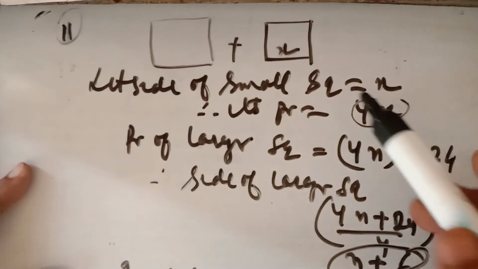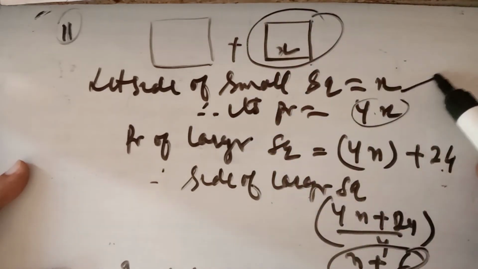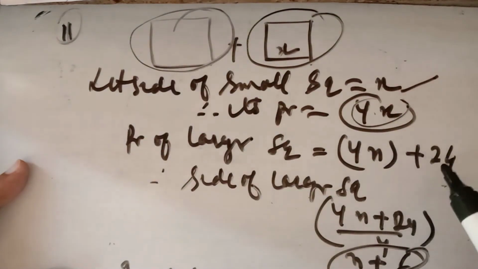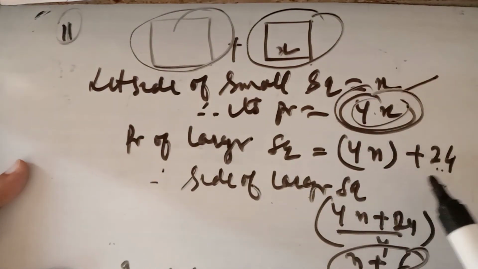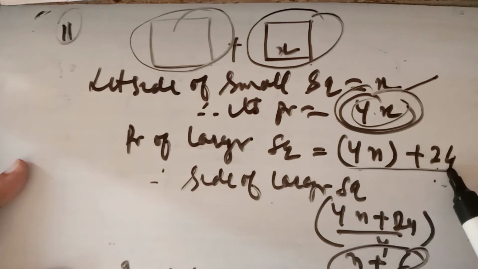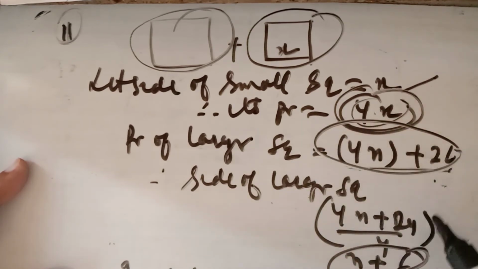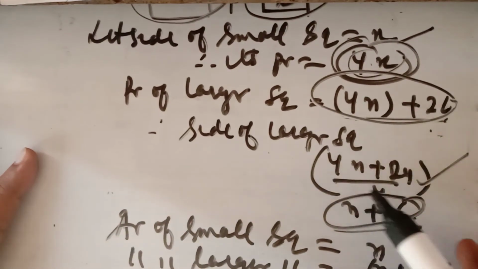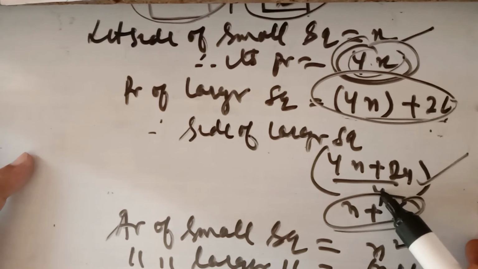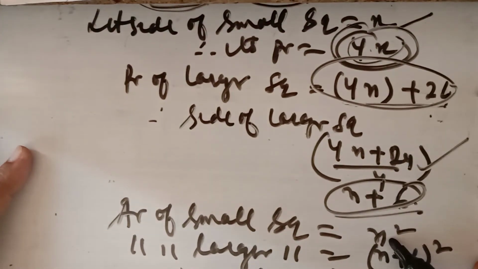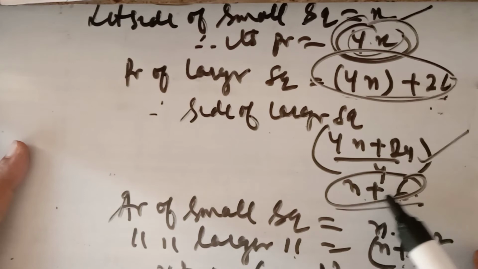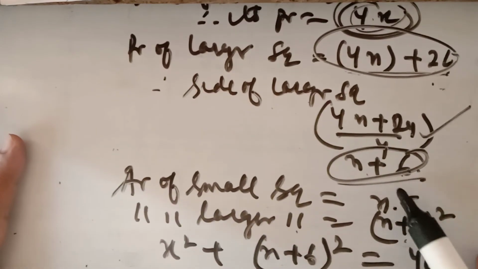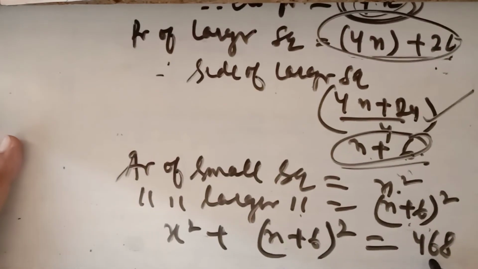So I let the side of the small square be x, so its perimeter will be 4x, and the perimeter of the larger square will be 24 more than this, because it is given that the difference is 24. So this is the perimeter of the larger square. When I divide it by 4, I'll get the side of the larger square, which is x plus 6, taking 4 common and cancelling. And the area of the smaller square will be side square, which is x square, and the area of the larger square will be (x plus 6) whole square, because the area of a square is side square. And it is given that the sum of these areas is equal to 468.